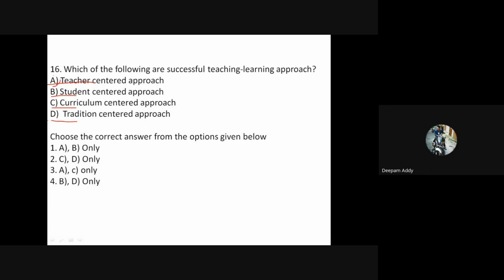Yes, ma'am. I think option one, because in the book also we nowhere studied about curriculum centered approach and tradition centered approach. So it should be A and B. Ma'am, is it a previous year question? Yes, this is a previous year question. Okay.